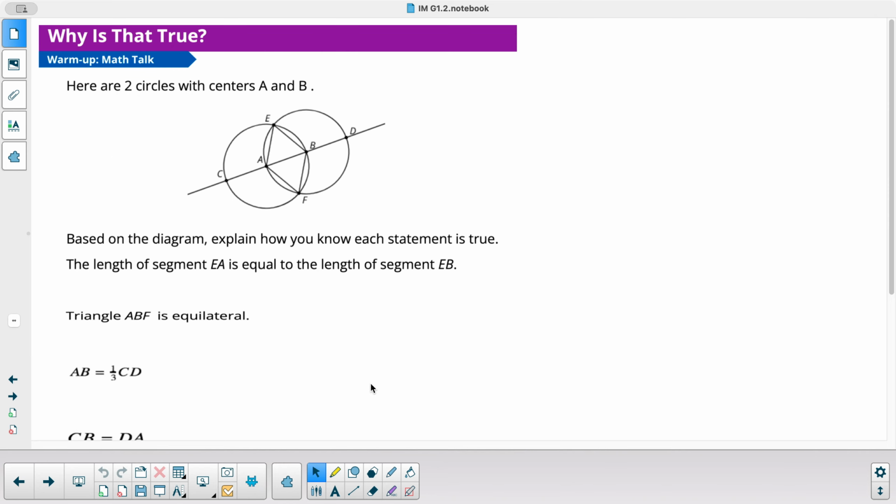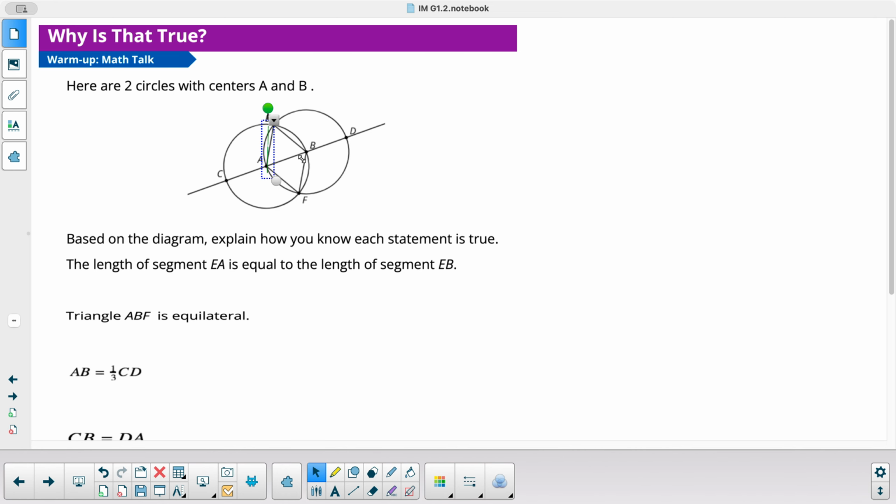So here's our warm-up. Here are two circles with centers A and B. Based on the diagram, explain how you know each statement is true. The first one says that the length of segment EA is equal to the length of segment EB. So how do you know for sure? EA is right here. We want to know if that's equal or congruent to EB.